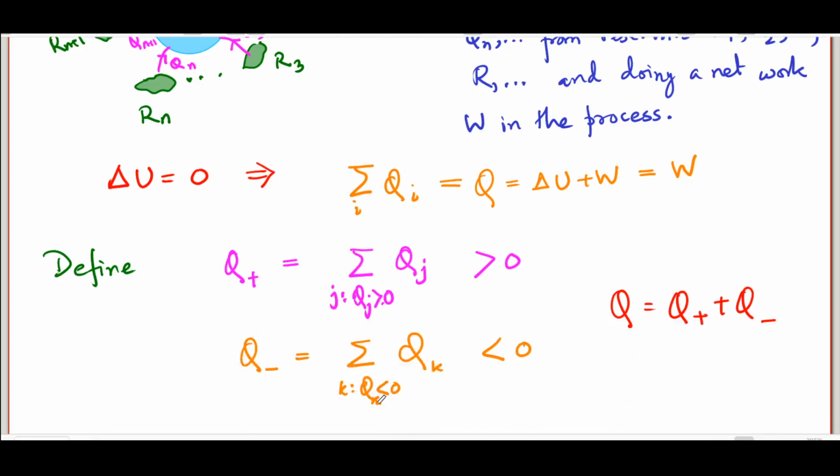Similarly, Q minus is the sum for all Qk, where k runs over such reservoirs that Qk is negative. So all the heats being rejected are being added together. Of course, since Q minus is the sum of a lot of negative numbers, it's also going to be negative. And Q is the sum of both of these taken together. So Q is always given by Q plus plus Q minus. Note that in this convention, Q minus is a negative number. So Q plus plus Q minus is actually less than Q plus in size.